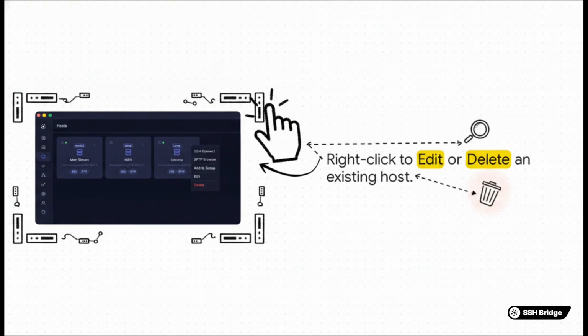Just right-click on any of your saved hosts in the grid, and a context menu pops right up. You can hit Edit to tweak the details, or you can select Delete. And honestly, if you no longer need a host, deleting it is highly recommended. It keeps your whole environment completely focused, clean, and showing only the infrastructure you actively use.